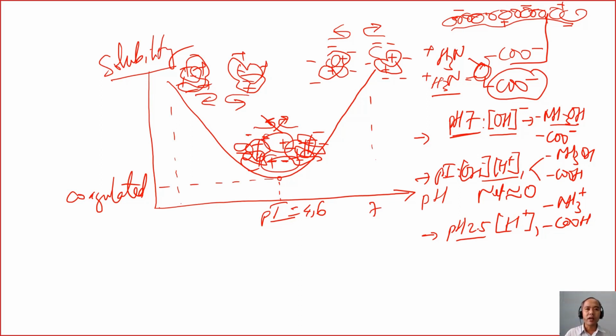And then the opposite charge in the molecule can link, and as a result they can come near together. They come near together means they are coagulated. So that is just a simple figure to explain why at pI the casein will coagulate together.